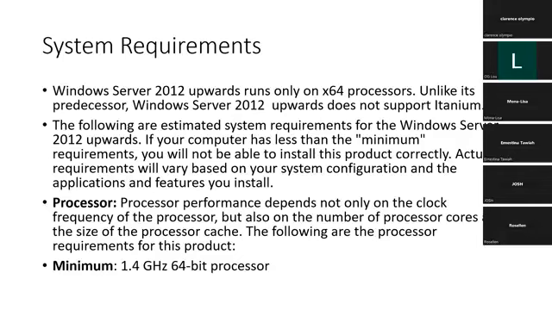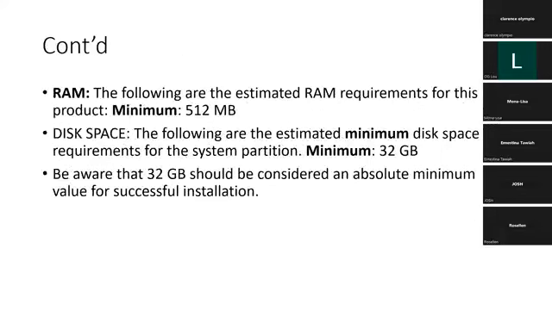Then the following are the estimated system requirements. These are just the bare metal, the minimum. So when it comes to processor, you need a minimum of 1.4 gigahertz 64-bit processor, with RAM of 512 MB or 1 gig upwards. Disk space, a minimum of 32 gig, but 32, like I said, is the minimum.